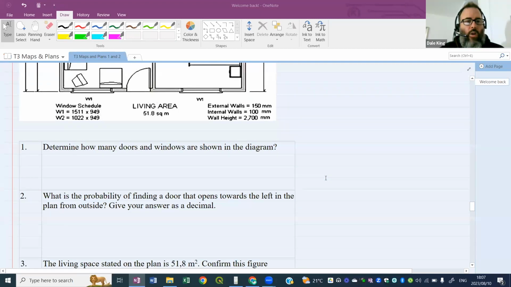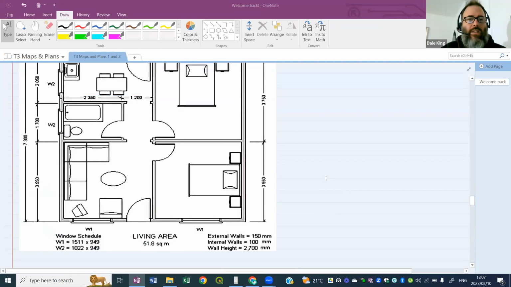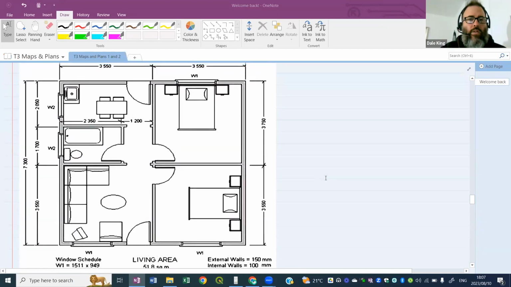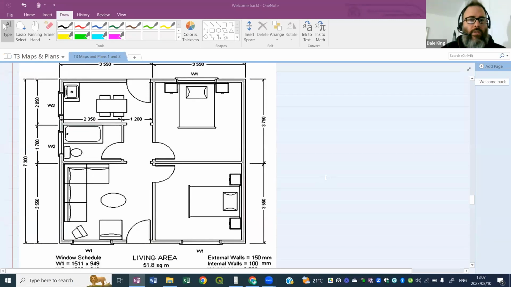What is the probability of finding a door that opens towards the left in the plan from the outside? Let's read it again. What is the probability? Remember the word probability. We got to calculate probability. Now, the formula to calculate probability should come into your mind now. We need to find the probability of a door that opens towards the left in the plan from the outside. A door that opens to the left from the outside.